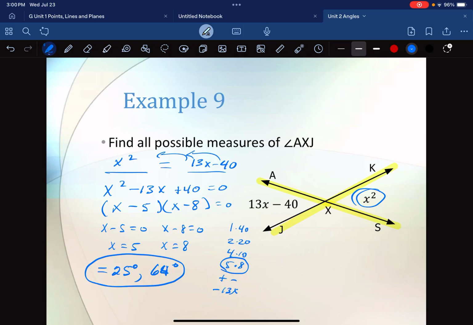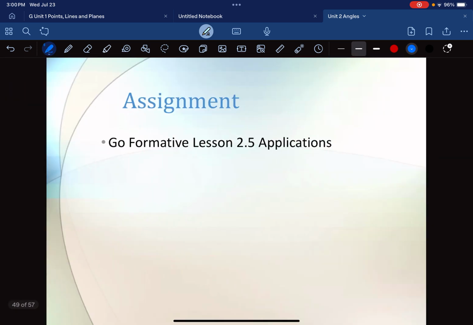Again, you're not going to have anything like that on the test or the quiz, but it's good to just keep it fresh in your brain as we head into Algebra 2 next year. So, all right, you've got an assignment in Informative. It's the lesson 2.5 applications, and that'll help prepare you for the test.